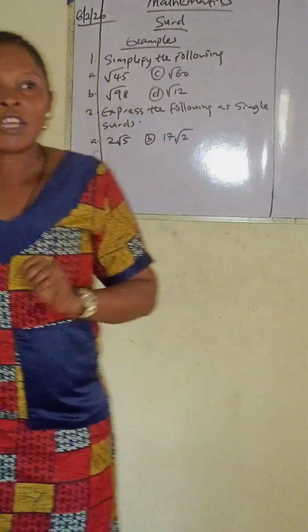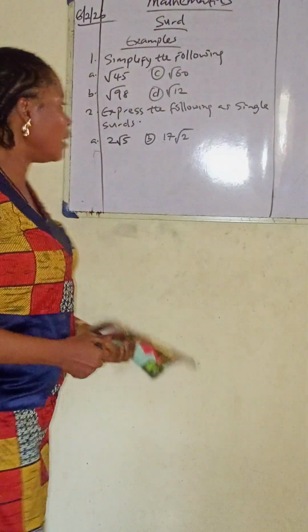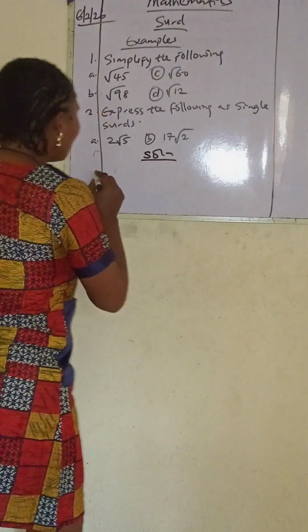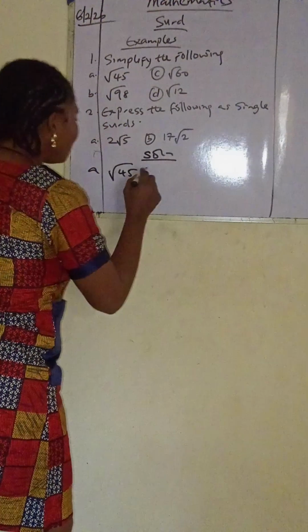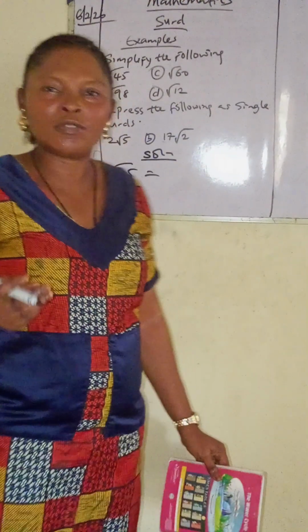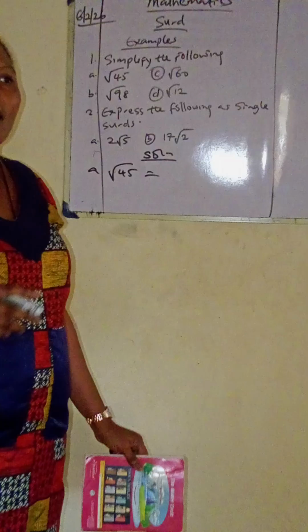When you are given any question on surds, first look for two numbers that, when you multiply them, will give you that number. But the first number must have a square root. So we are going to look at the examples on the board. The first one here is root 45. What are those two numbers that when we multiply them will give us 45, where the first number must have a square root?